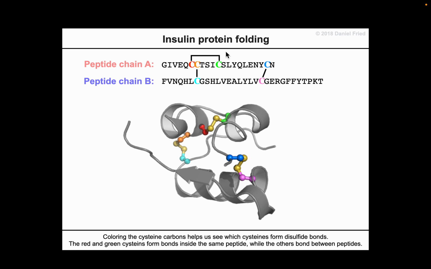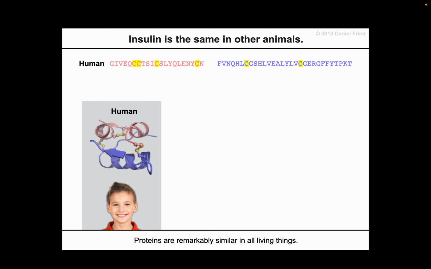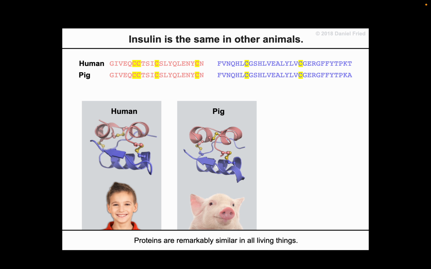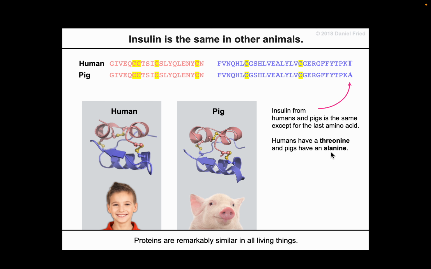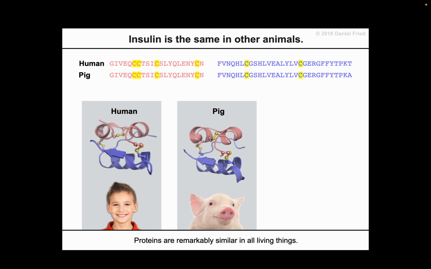So here is just a close-up image of it. Insulin is the same in other animals. Proteins are remarkably similar in all of these things. A pig's insulin, look at the amino acid sequence. So a human is the same thing. Given all of this, everything's the same except at the very end, the T and A, and it's not a problem. Humans have threonine and pigs have an alanine. It's the same. That's how pig insulin can be given to humans with diabetes. This has saved millions of lives.